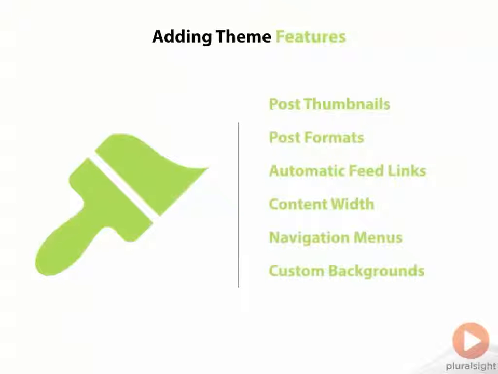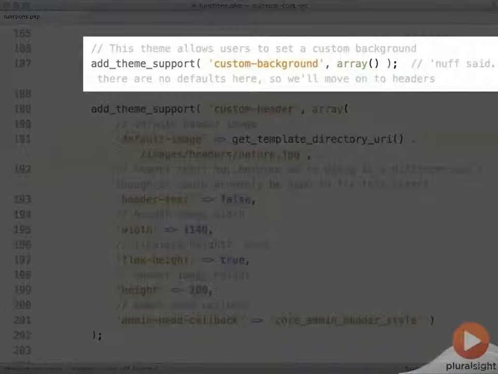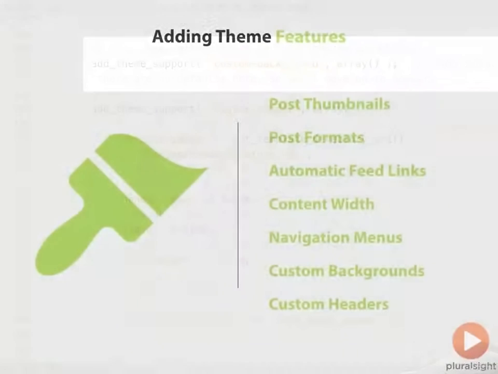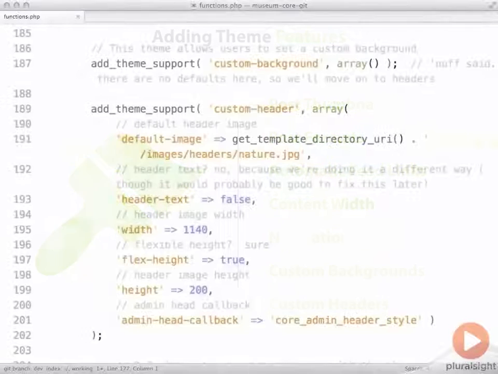Back to theme support. I'm adding support for custom backgrounds. That's easy. Just add theme support custom background. If you wanted, you could pass an array of default arguments to define a custom color or image, but I'm not worried about that. I'm also adding theme support for custom headers, and here I am defining some defaults.